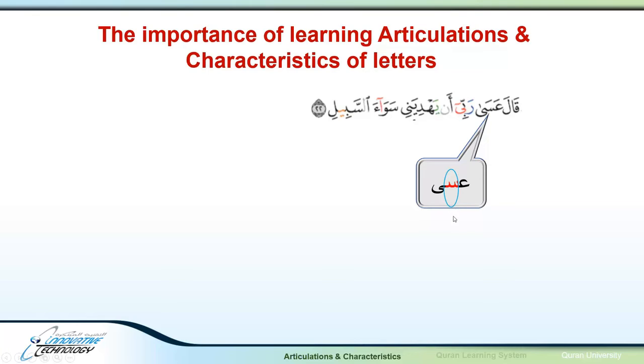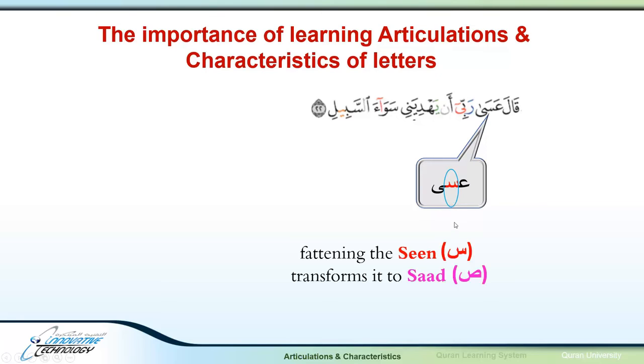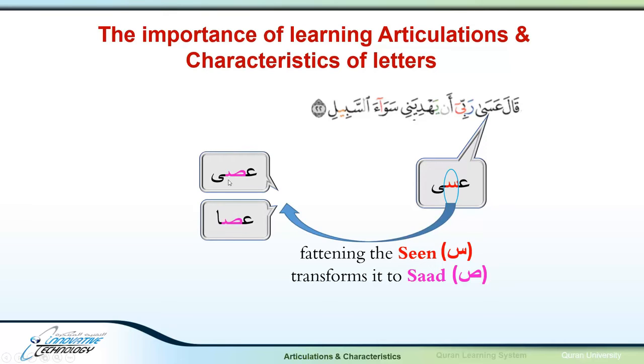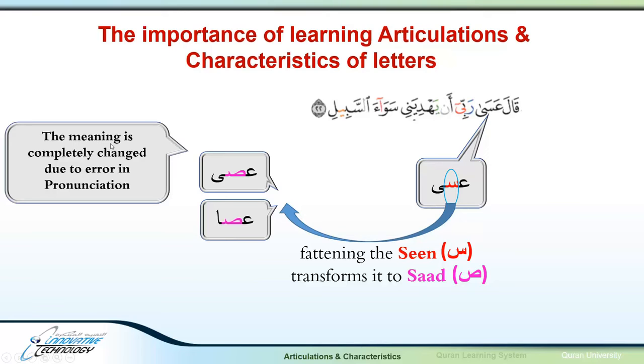Let's take an example. If we fatten this seen, it will sound like a sad, and that will convert this word to a totally different word, asa or asa. Now, the difference between these and asa in meaning is significant. Asa means to disobey, and asa means a stick, while asa means might. And as a result of not pronouncing it properly, not articulating it, or providing the proper characteristics of the letter seen, we ended up with a totally different meaning. So the meaning has completely changed due to the error in pronunciation.